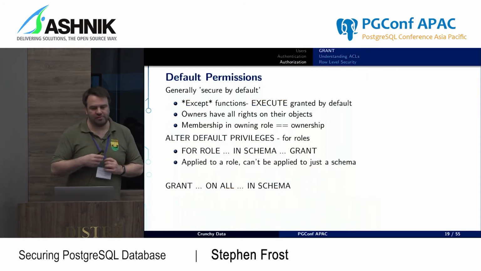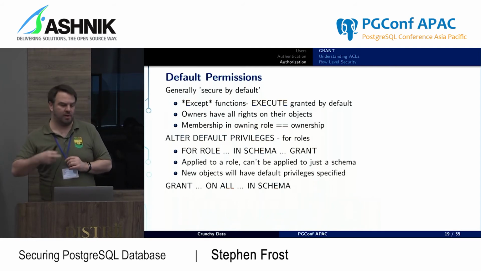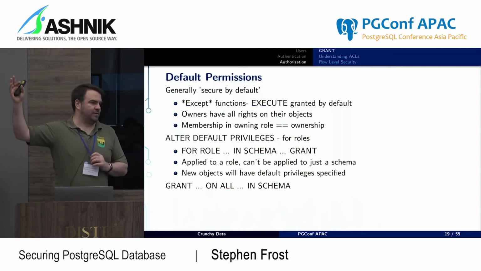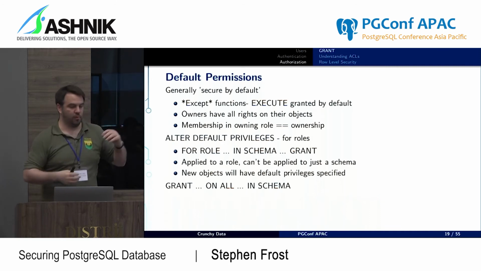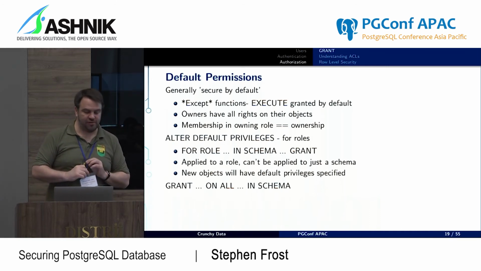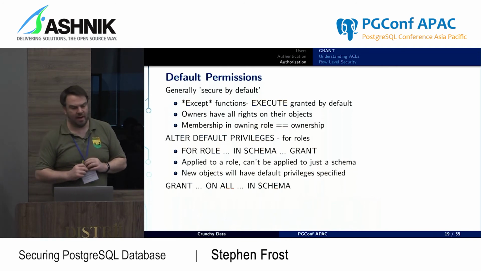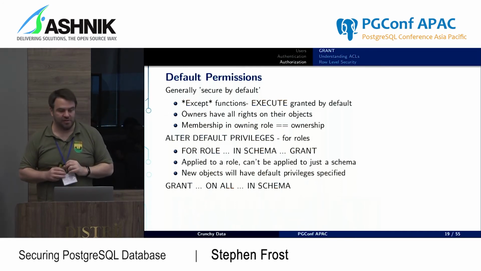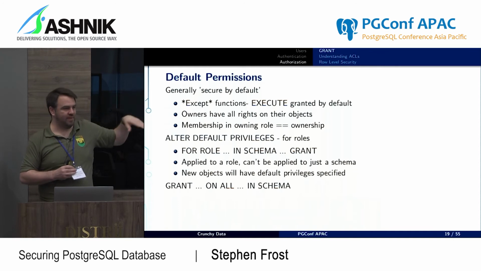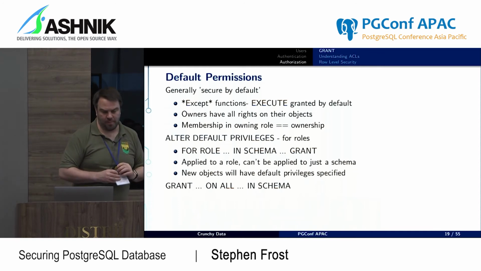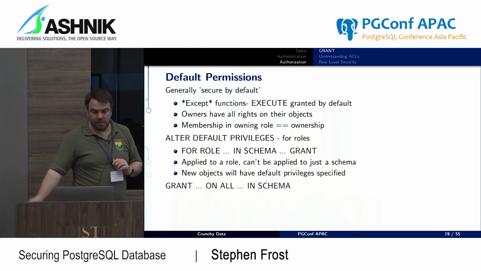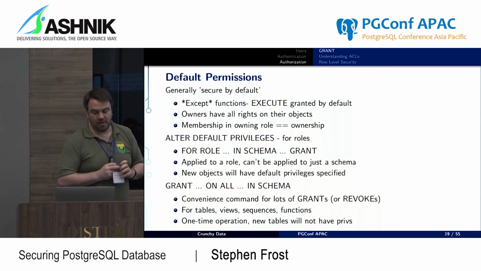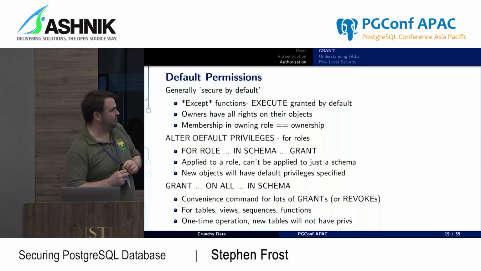We also have default privileges, which you can set for roles. So you can say when Bob creates an object in this schema, automatically grant select access to admin, for example. It is applied to a role. It can't be applied to just a schema. And then whatever new objects for the type of object being created, because you can have default privileges for different types of objects, those will be applied. There is also grant on all in a given schema. This is a convenience command, really, for just issuing a whole bunch of grants. And you can specify whether you want it to be done on tables, views, sequences, or functions.